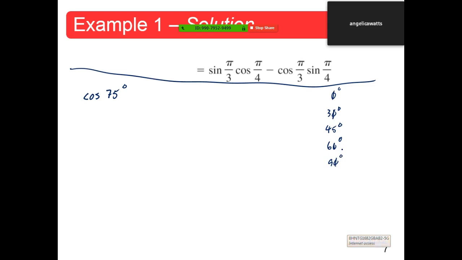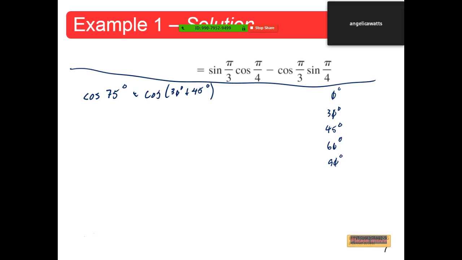Now, we need 2 of these that either add or subtract to be 75. Do you see any potential takers here? 30 and 45 add to be 75. You got it. So this will be the same as cosine of 30 degrees plus 45 degrees, because 30 plus 45 is 75.